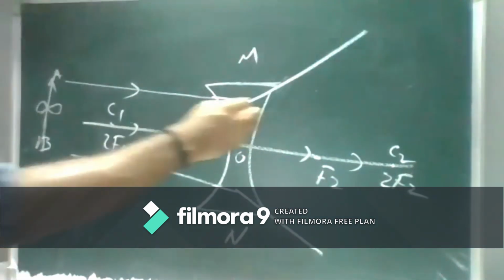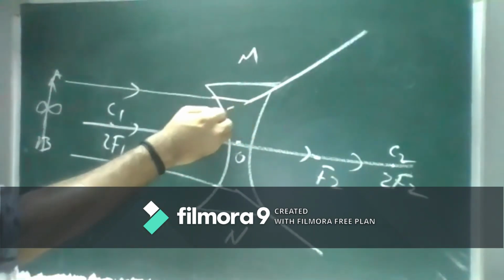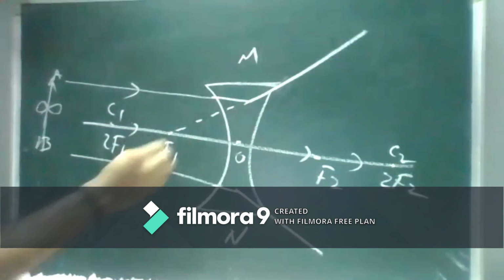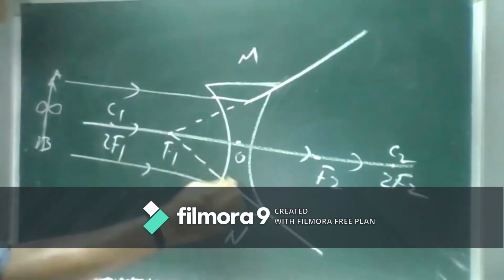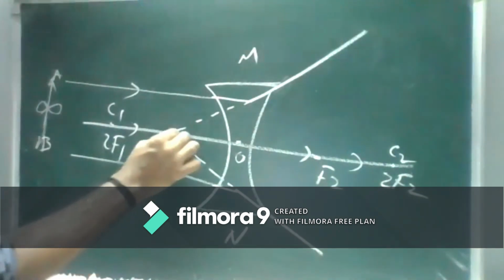This has trace-out points. Always remember, in the virtual case I do the trace-out. When I trace out the points, they meet at the focus. So here the image is formed at the focus F1.